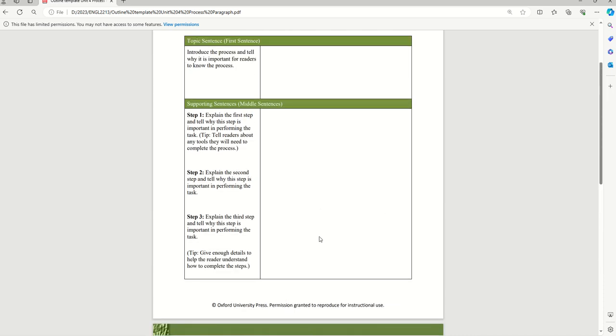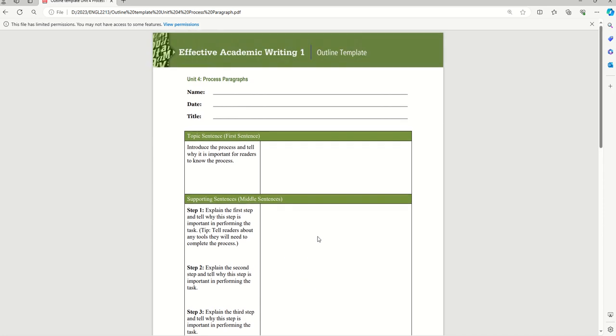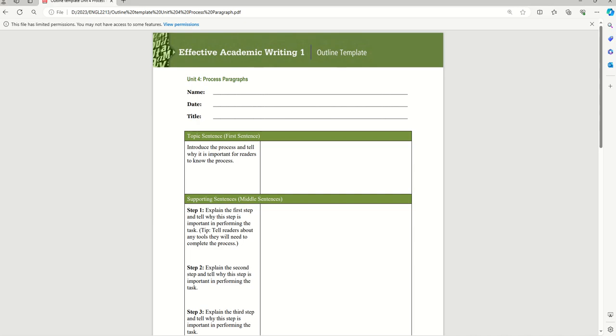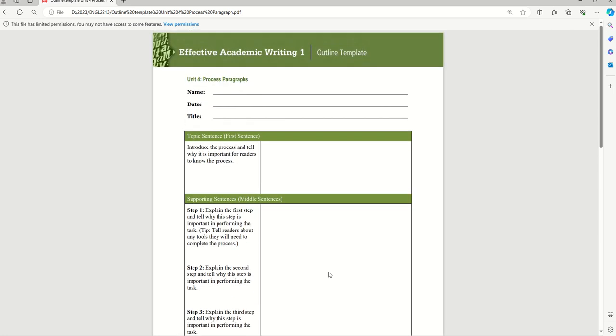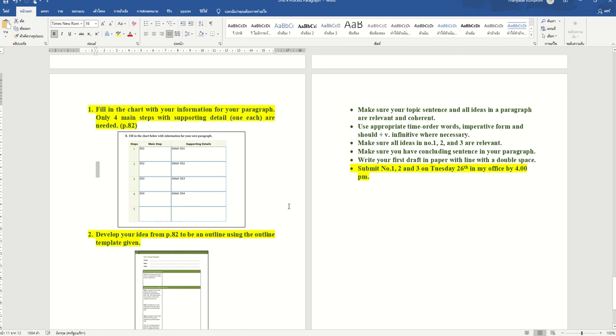This is the second one. The first one, you do your mind mapping on page 82 here. Next one, you work on this. Now, from mind mapping, you need to start outlining. And then the last step is your final draft.